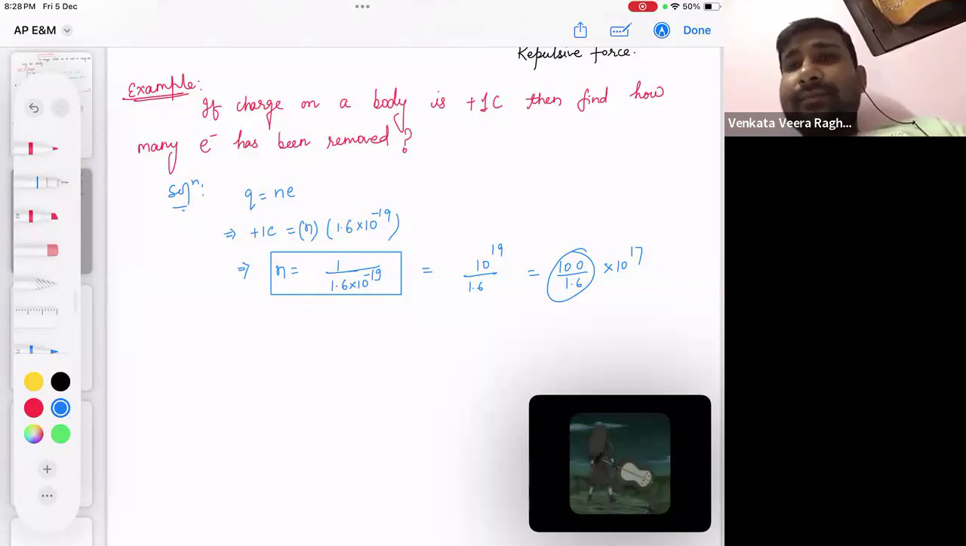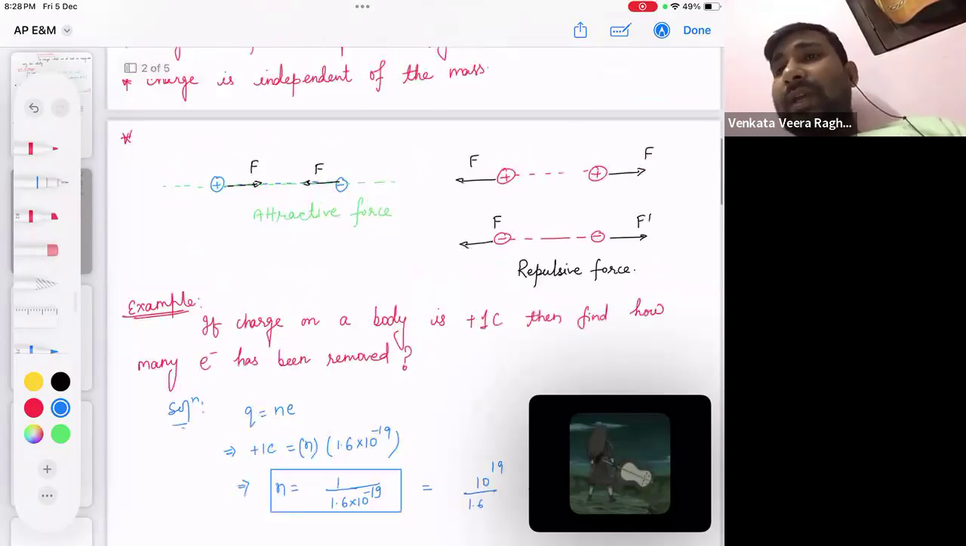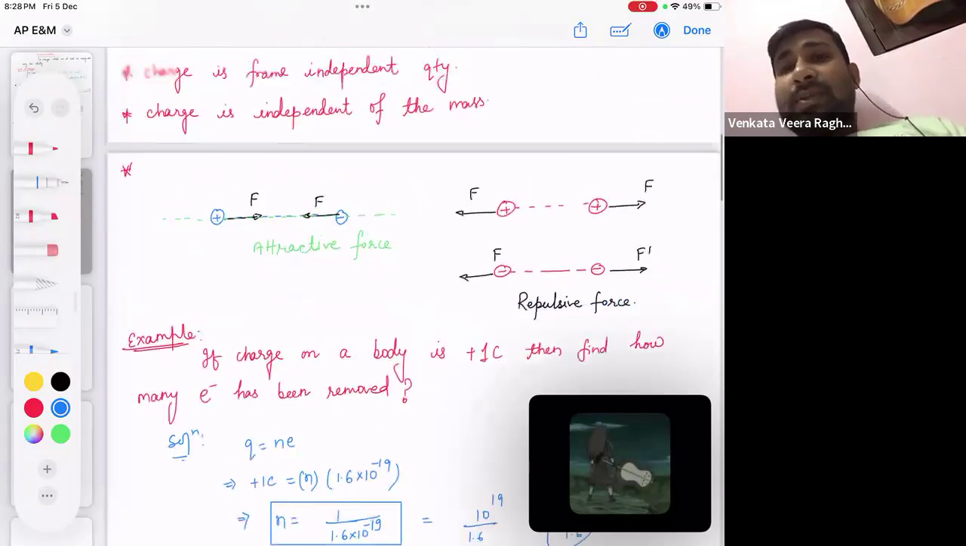Okay, that's it, right. Now, the next thing we are going to discuss is, we have seen that there are what type of forces? Two types of forces, right? Electrostatic force can be of what two types? It will be attractive as well as repulsive.